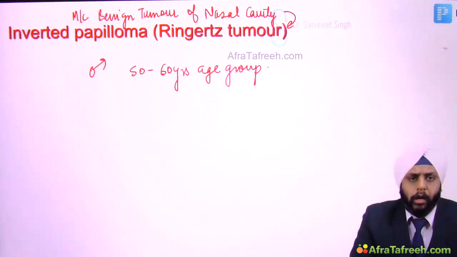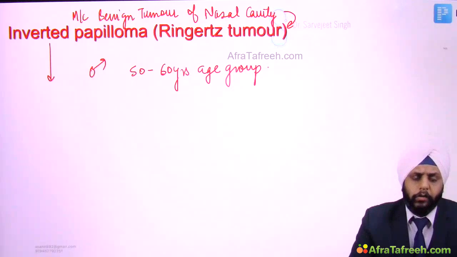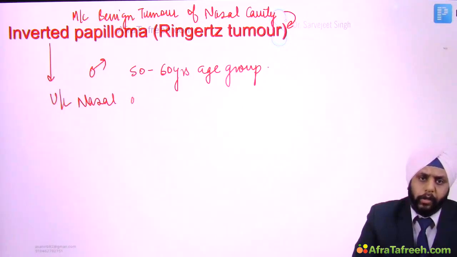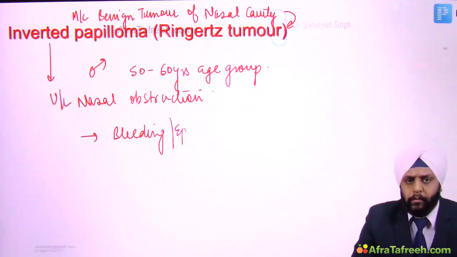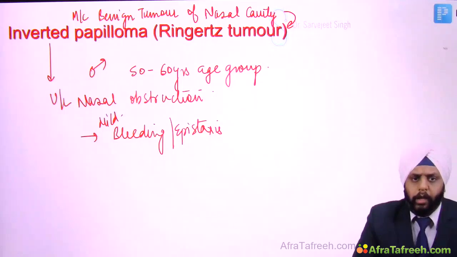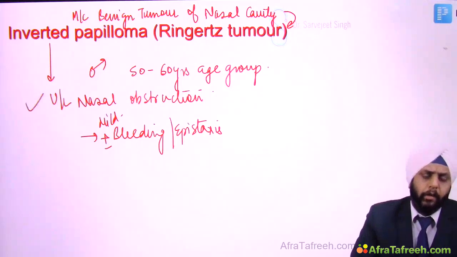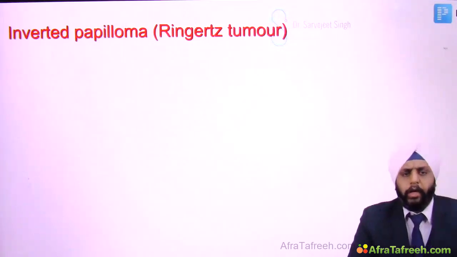How will this tumor, the inverted papilloma, present? It will generally present with unilateral nasal obstruction. There may be some history of bleeding, that is epistaxis, but that is generally mild. This history may or may not be present. So generally the patient's complaint is unilateral nasal obstruction.